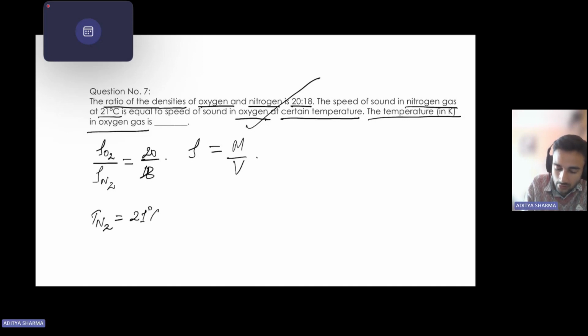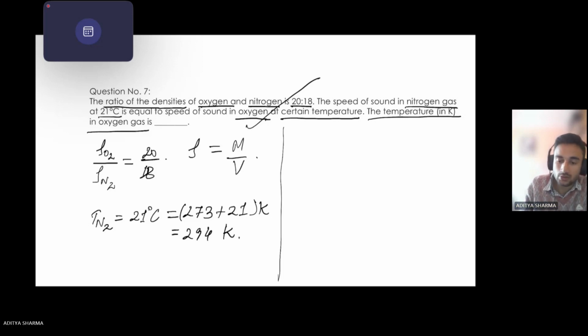21 degrees Celsius. Because when we have to deal with the mathematics of temperatures, then it has to be converted into SI units. Only then the mathematics will be correct. So for that, we can easily convert it by adding 273 to it. So it comes out to be 294 Kelvin. Okay. So now it came out to be 294 Kelvin. All right, and temperature of O2 is not given, and that is to be found out.